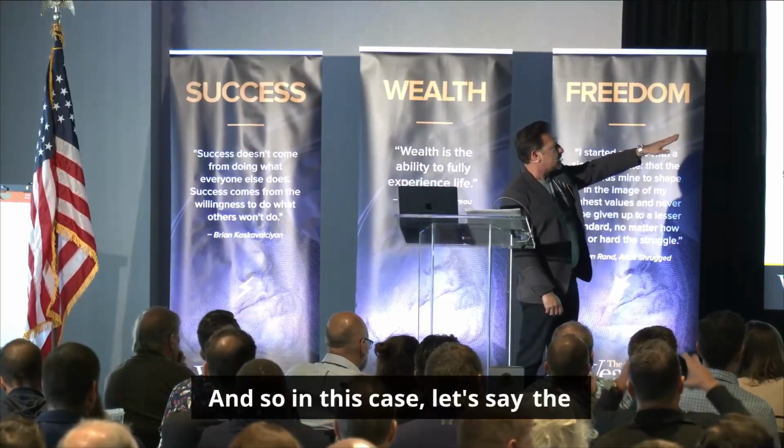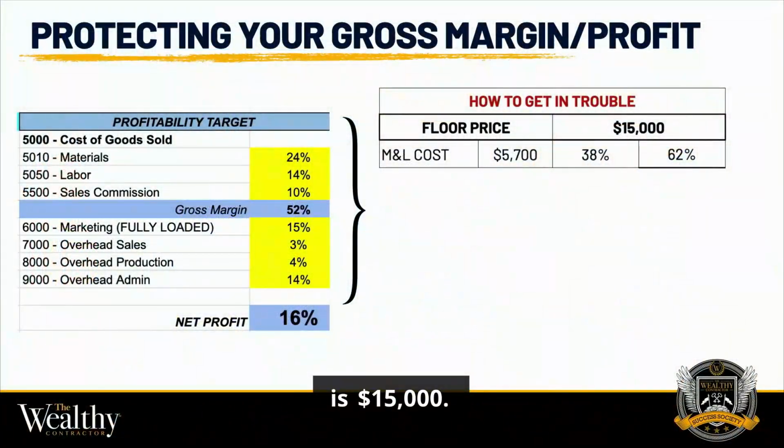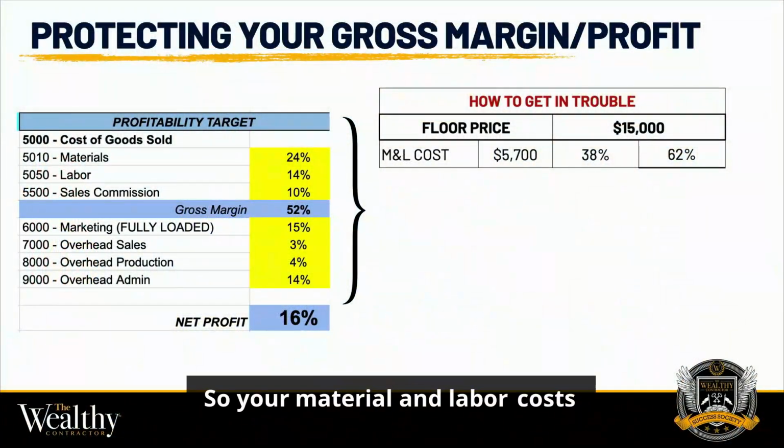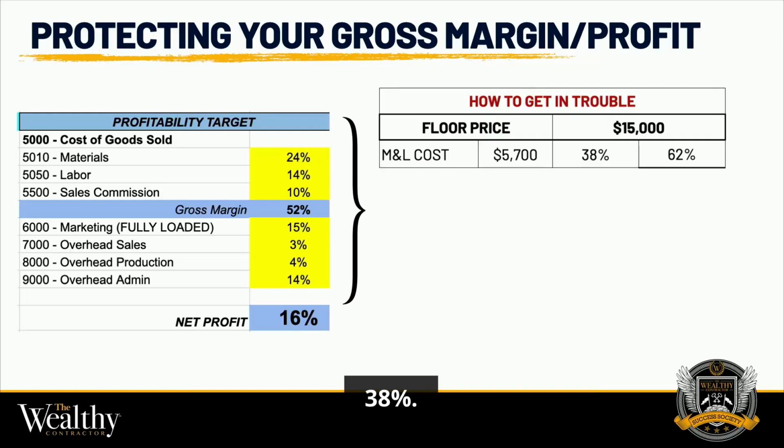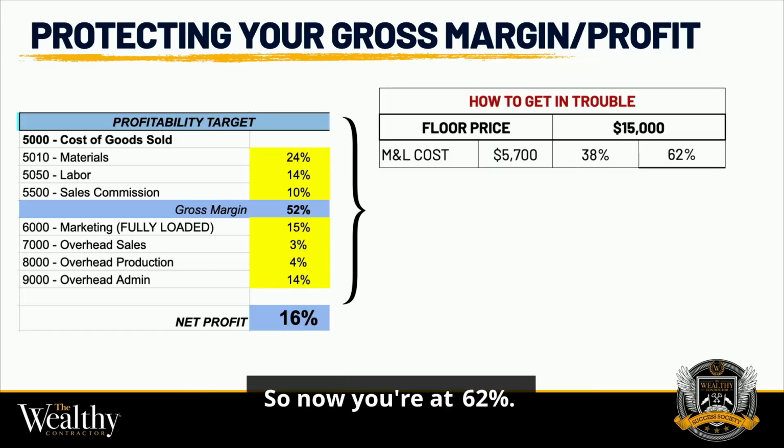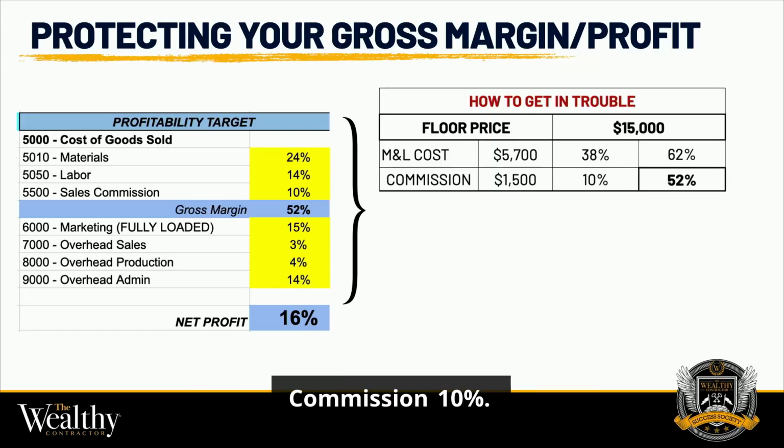And so in this case, let's say the floor price is $15,000. Your material and labor cost on that is $5,700, which gives you 38%. Okay? So now you're at 62%. Commission, 10%. So you're at 52, right? So 52 matches your 52. You're good.